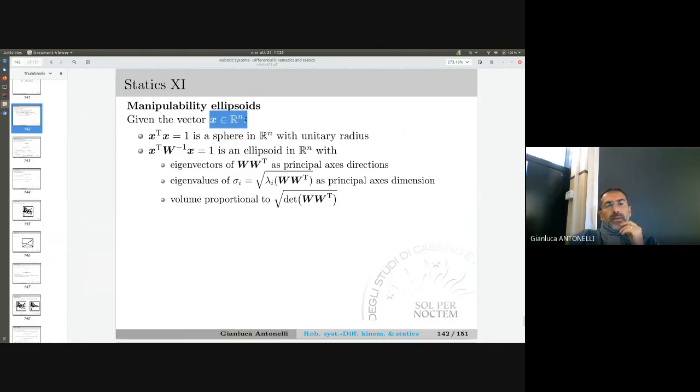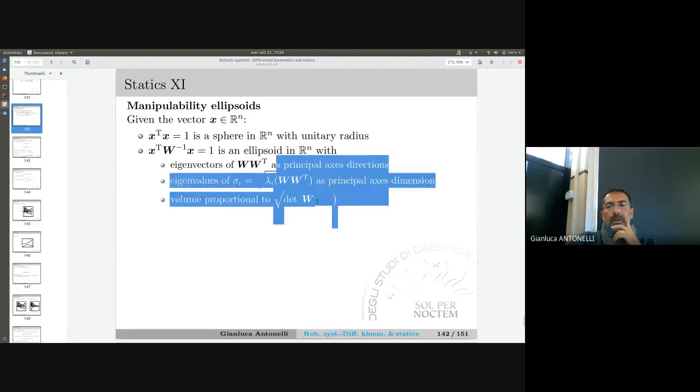We do know that from the quadratic form, if I consider a generic vector of n dimension, X transpose X equal 1 is a sphere, okay, with unitary radius. We do remember this from the mathematical recap. And then X transpose X, but multiplied by a positive definite matrix, is an ellipsoid. This ellipsoid has the principal axes taken from the eigenvectors of the weight, okay. And then the eccentricity of the ellipsoid is related to the singular values, so the eigenvalues, and then the volume is proportional to this one, okay?